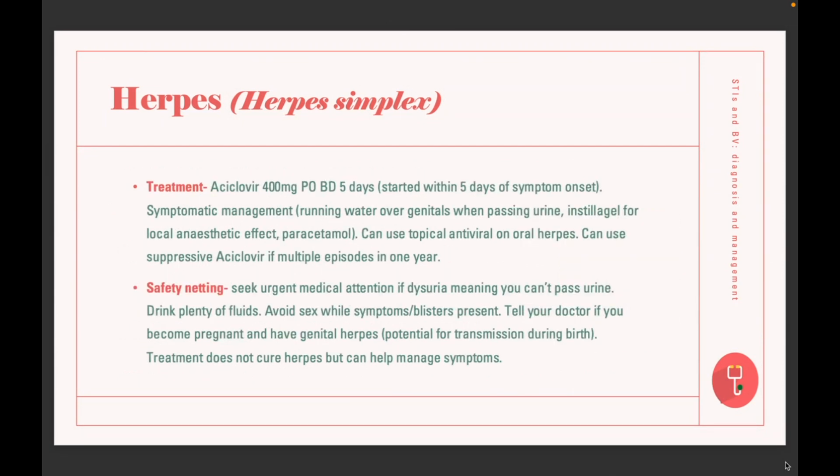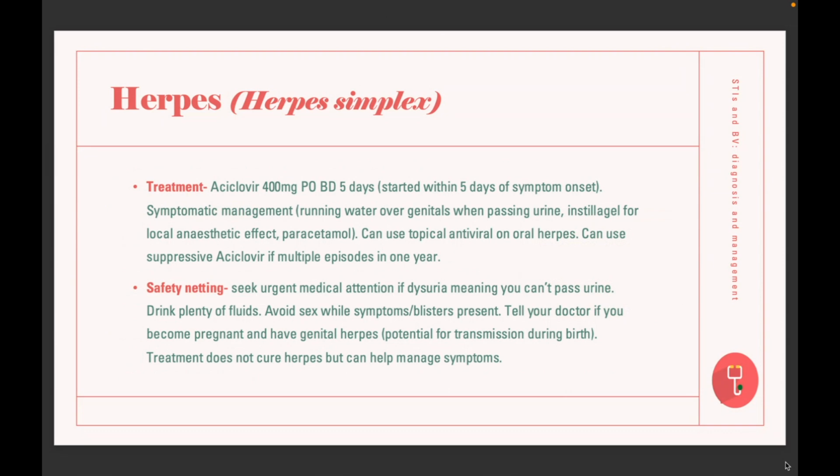So treatment of herpes is acyclovir, an antiviral. It's a 5-day course, and you need to start it within 5 days of symptom onset. Again, with the patient that I mentioned before who had been misdiagnosed, unfortunately by the time she was diagnosed with genital herpes, it was past that 5-day period, so she couldn't access antivirals, which was a real shame because they can shorten the course of symptoms.